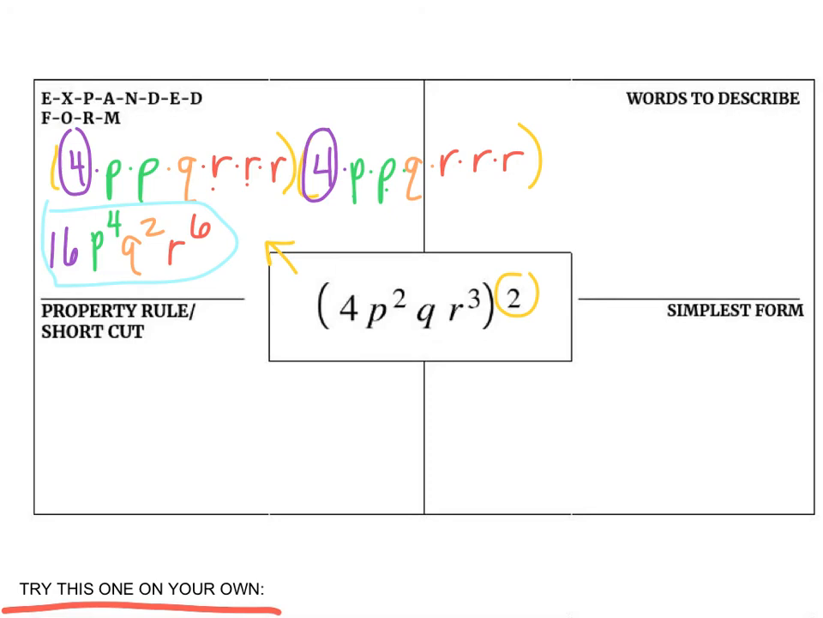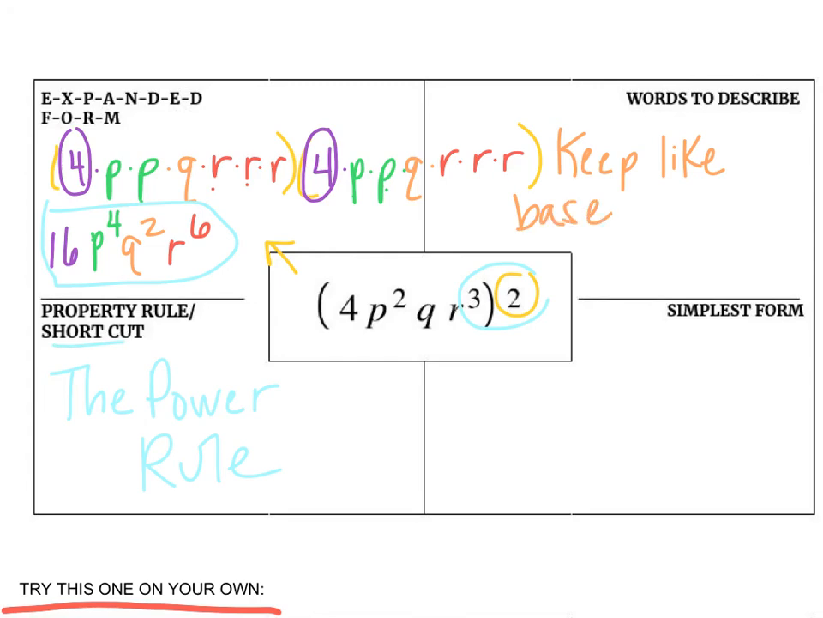Okay, so if I did it the expansion way, I would just combine everything. But I notice what's happening here is the power rule. So this is power to a power, or the power rule. That means if we did the shortcut, we would keep the base and multiply the exponents. So that's what we can put in the top corner. Keep like bases, and multiply the exponents. Okay, so that's if we did the shortcut of the power rule.